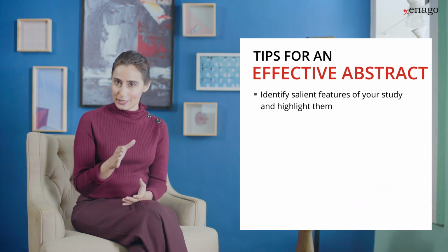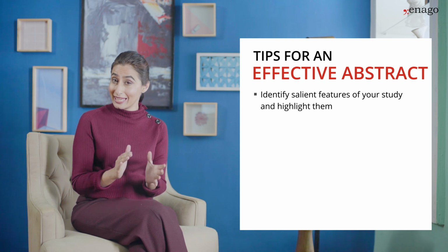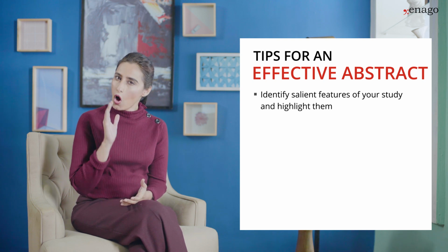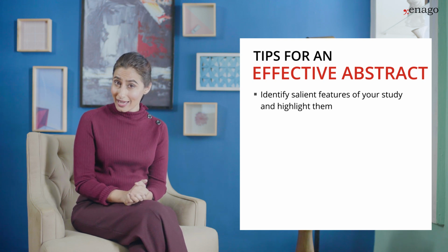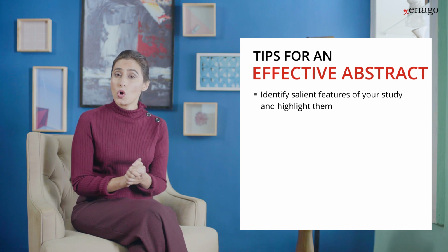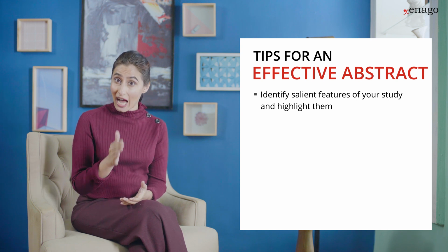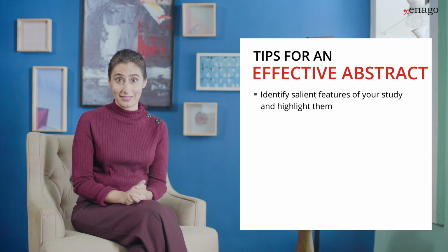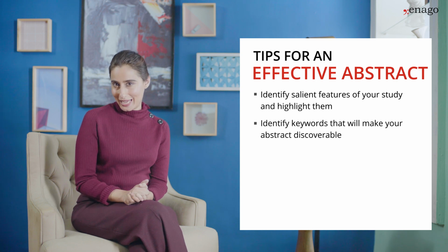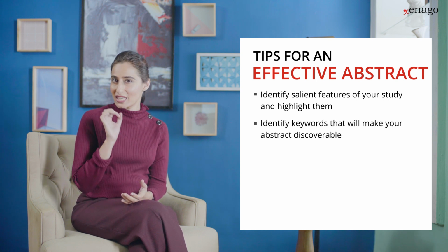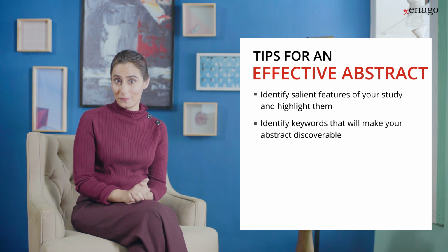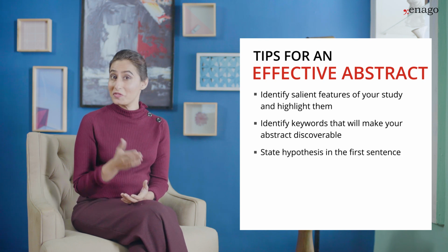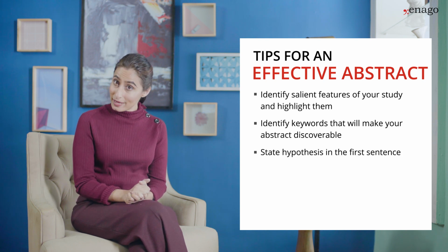You have to identify the major objectives and conclusions and ensure that all the salient features of your study are highlighted, and also adhere to the journal's guidelines while writing abstracts. The next tip would be to identify phrases with keywords in the method section. Another tip would be to state your hypothesis or method used in the first sentence.